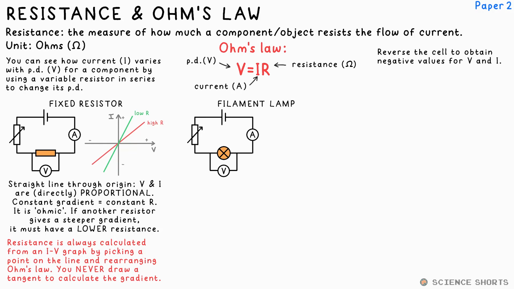If you repeat the same experiment for a bulb in place of the resistor though, you'll end up with a curved graph like this instead.